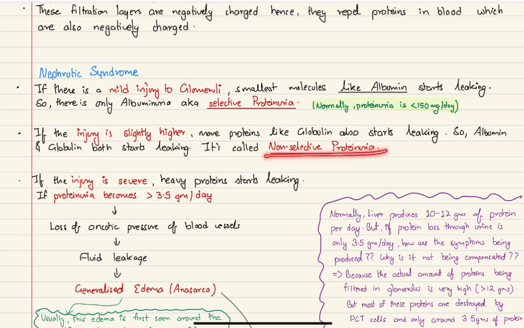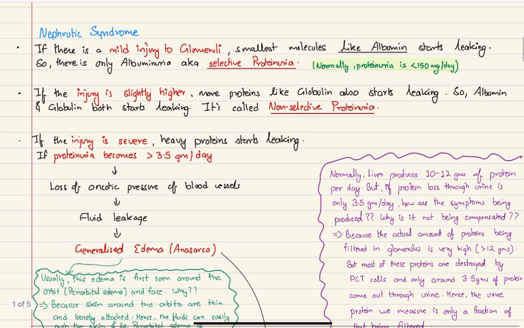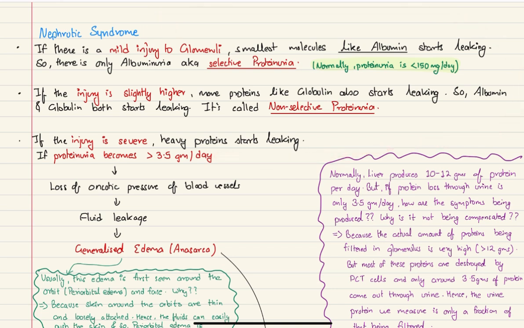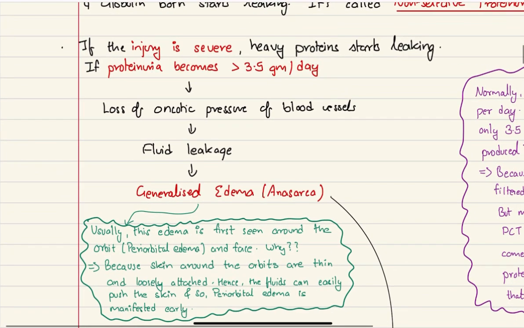And when the injury is severe, heavy proteins start leaking out, and the proteinuria becomes more than 3.5 grams per day. This is when we call it nephrotic syndrome. So nephrotic syndrome means there is heavy protein loss from the kidney of more than 3.5 grams per day. So what happens if the protein loss is increased?